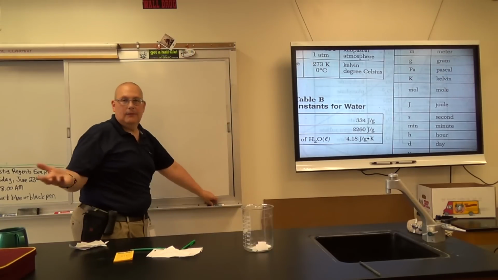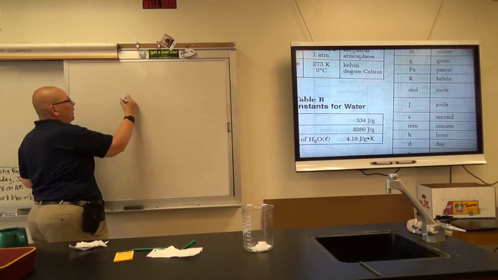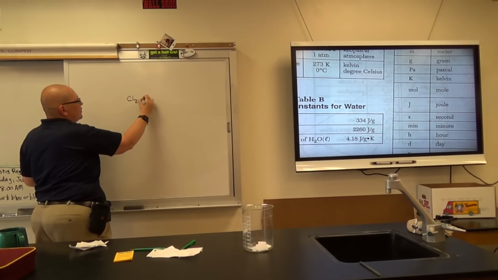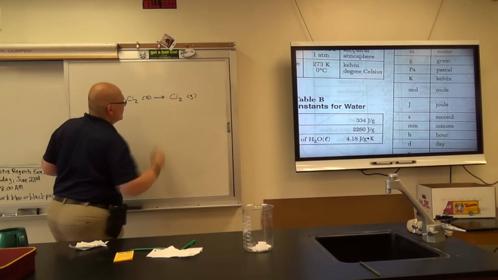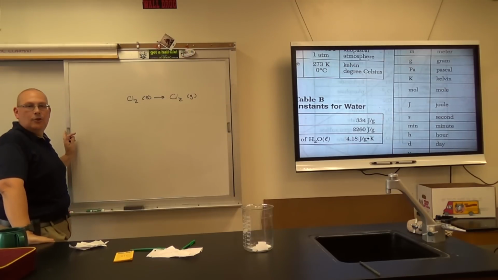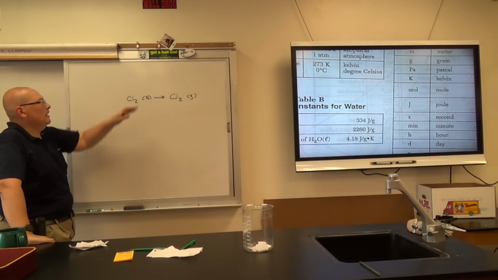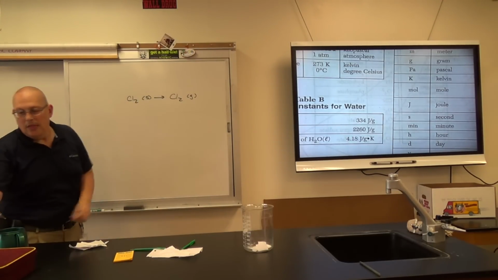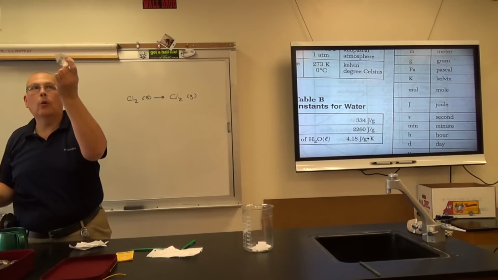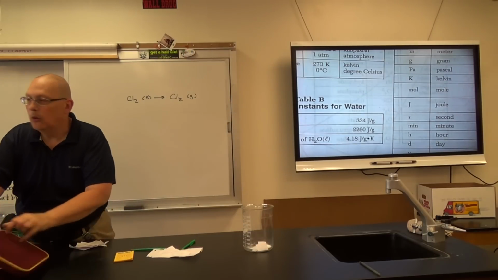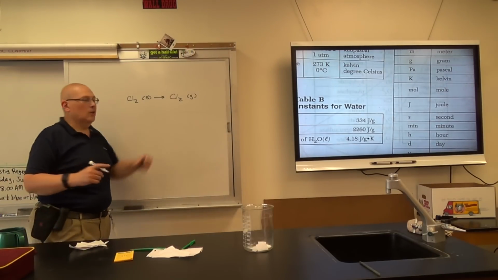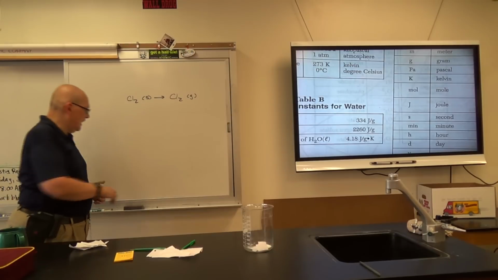So how do we tell if it's an increase in entropy? Well, if we've got, let's say, Cl2 solid turns into Cl2 gas, what happens to entropy? Increases, right? Because solids have very little disorder. They're nice, neat, orderly, well-organized substances, whereas gases are chaotic. They're all over the place. So this would be an increase in entropy. So that would be spontaneous.